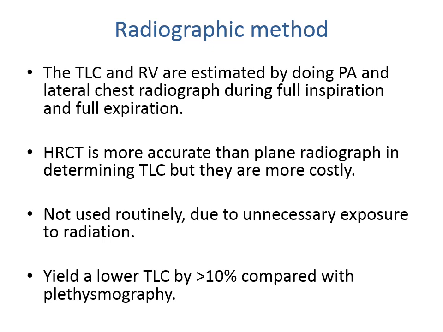Next, radiographic method for measuring lung volume. The total lung capacity and residual volume are estimated by doing posterior anterior view and lateral chest radiograph during full inspiration and full expiration. HRCT is more accurate than plain radiograph in determining total lung capacity, but it is more costly. Radiographic method is not routinely used due to unnecessary exposure to radiation. And radiographic method yields lower total lung capacity by more than 10% compared with plethysmography.